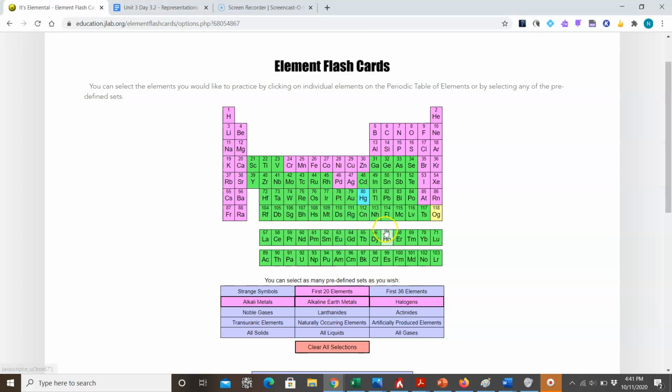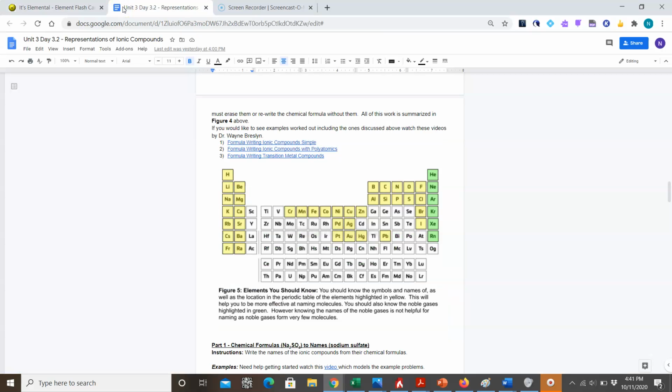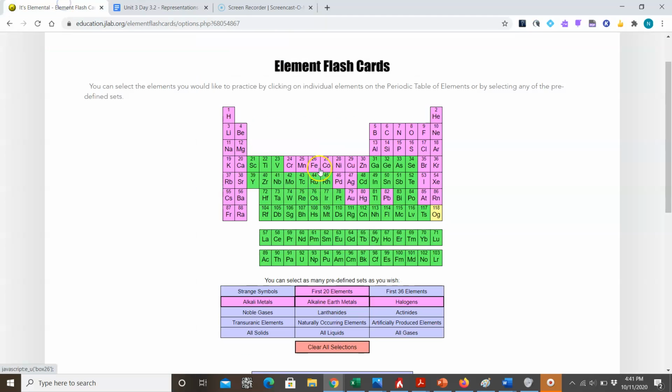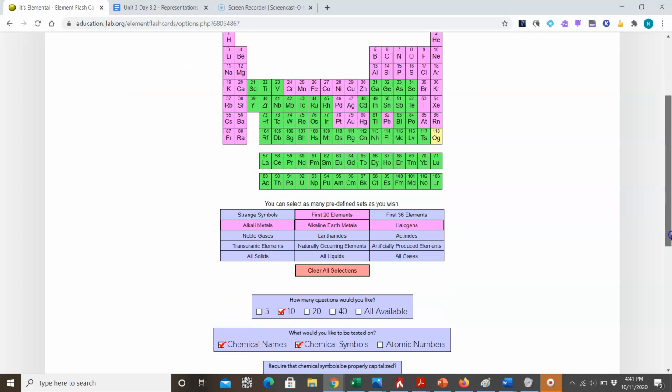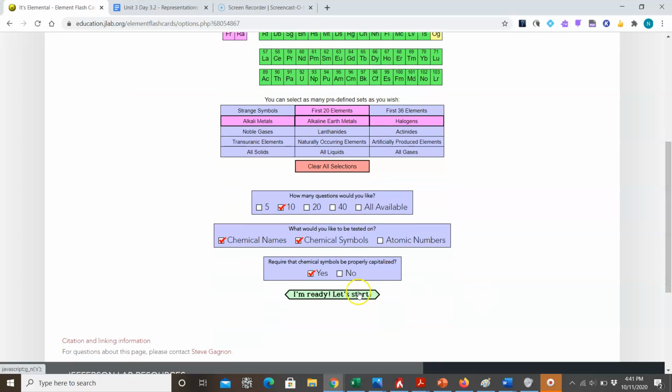I don't know, what else did I say? It said gold, mercury, lead. Just go back and double check, make sure that's it. Oh, and platinum, of course. Platinum is important. Okay, so now you have the elements that you want to be tested on, and you are ready to start.